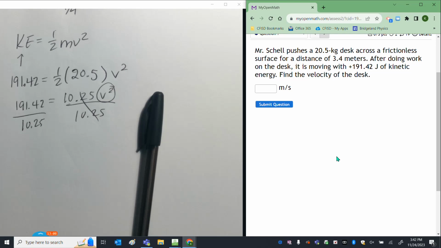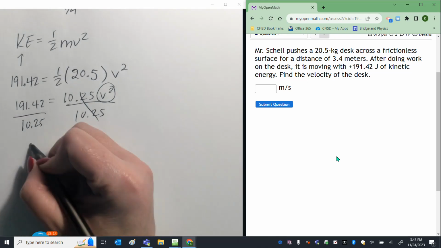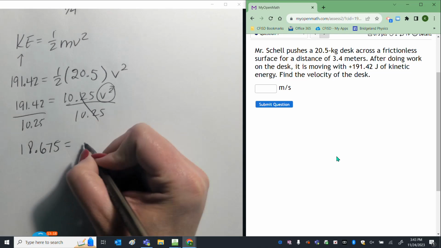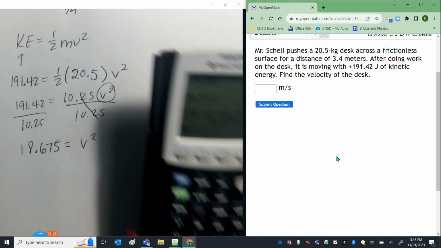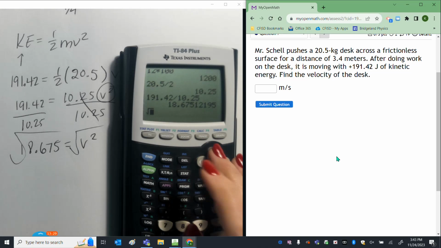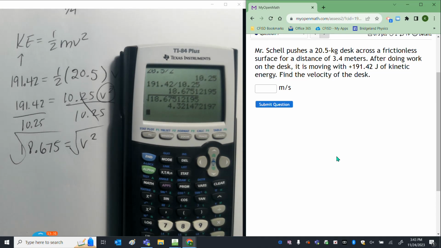Okay, so 191.42 divided by 10.25. And again, this is not my answer. This is v squared. It's 18.675 equals v squared. And again, that is rounded a little bit. Okay, in order to find just that velocity, we're going to take the square root of both sides. So square root of that number in my calculator, and that's what we're going to use. We're going to round this one. Don't round it until the end, 4.32 meters per second.